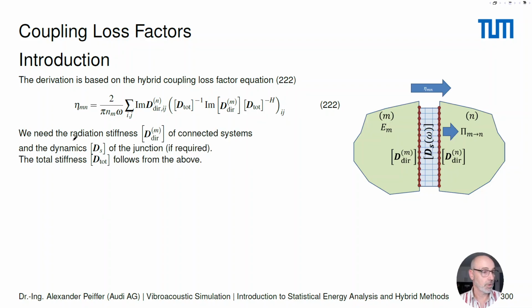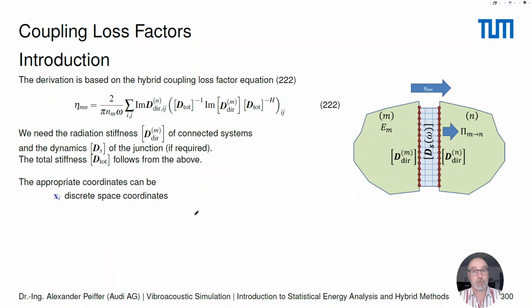Good. So what we need is, as given before, the radiation stiffness of the connected systems. We need the dynamics of the junction, if it is there. And from this, we calculate the total stiffness matrix of all those quantities given above. The tricky thing is we have to choose the appropriate coordinate system, because this could decide then if this is an easy thing or if it's not.